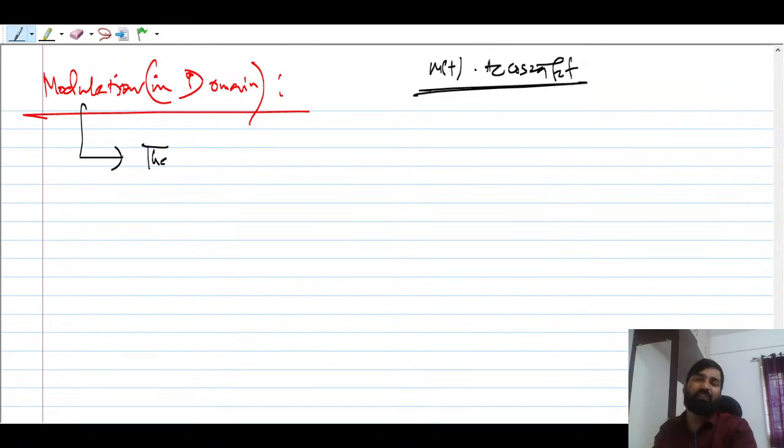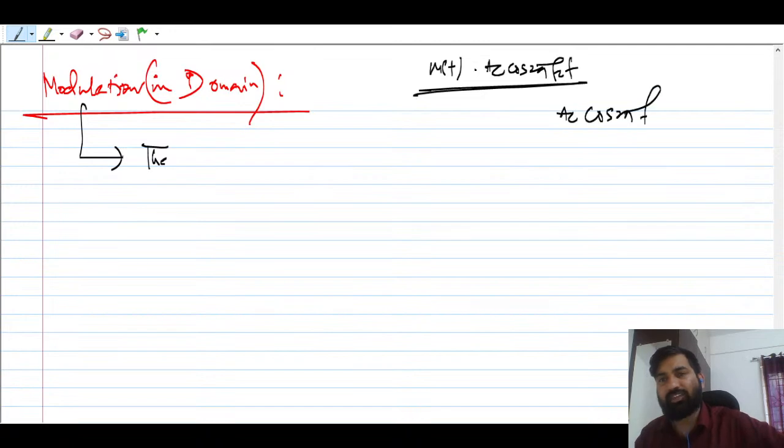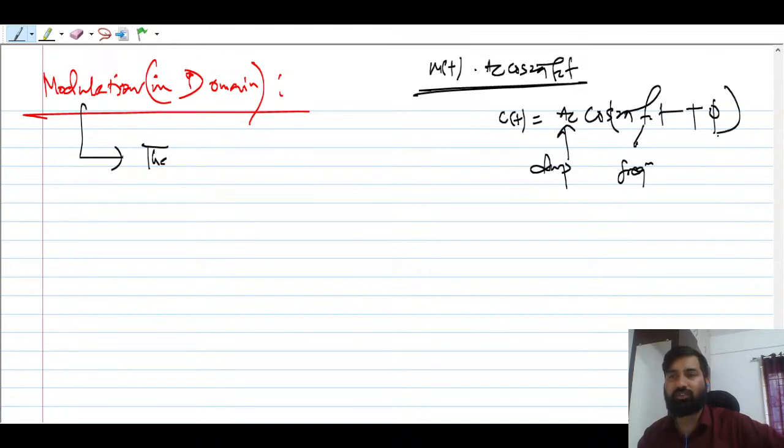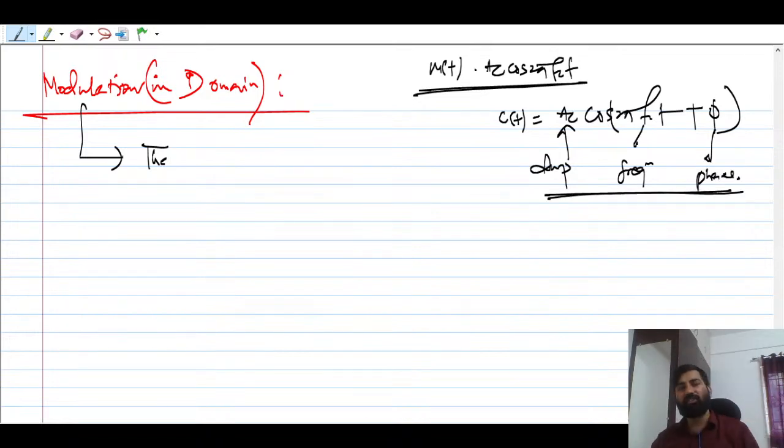There are three parameters of the carrier that you have to understand. The carrier is Ac cos 2 pi fct. This is c(t), and this is called amplitude, this is called frequency, and there is one more, which is called phase. So you can have three sorts of modulation: amplitude modulation, frequency modulation, and phase modulation.